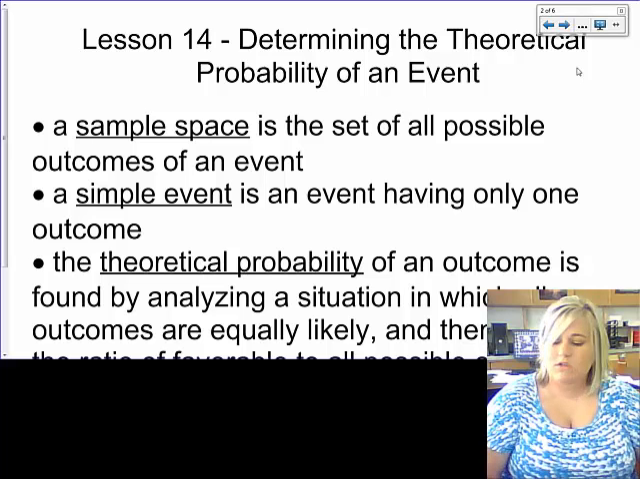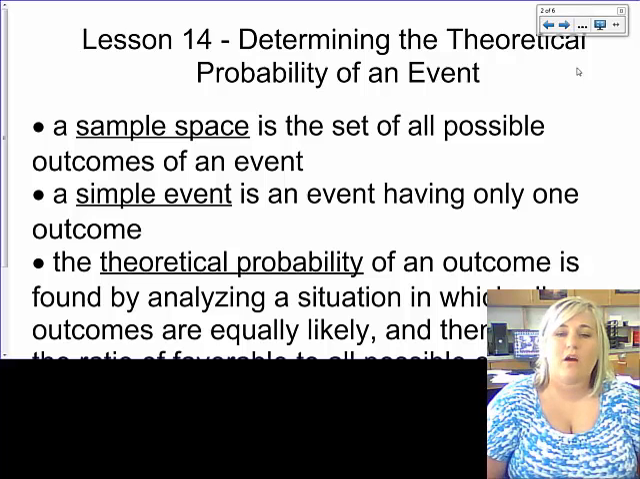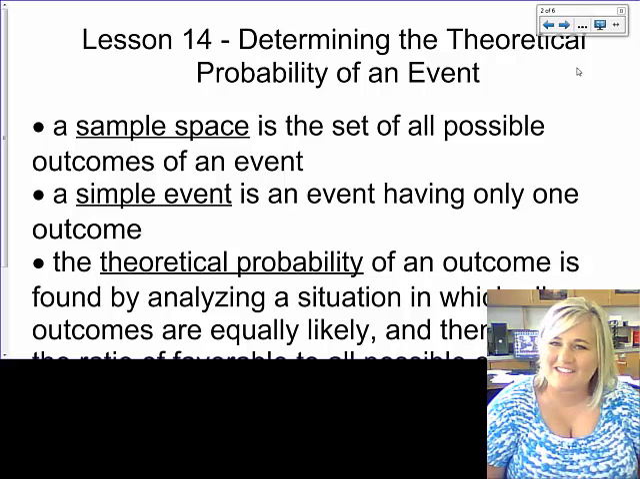What we're talking about today is lesson 14, determining the theoretical probability of an event.